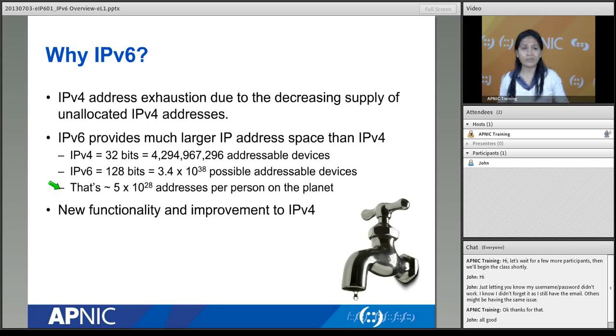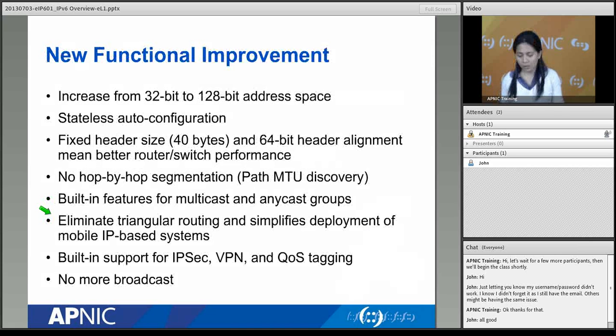That's 5 times 10 to the 28 addresses per person, if you think about giving IPv6 to one person. We have around 7 billion people on the planet right now, and if you give one for each, that is 5 times 10 to the 28. Now, as I've said, aside from the addresses, we have improved IPv6. We have introduced a lot of new features, and we'll look at that in this next slide.